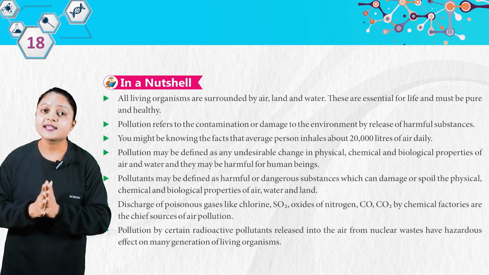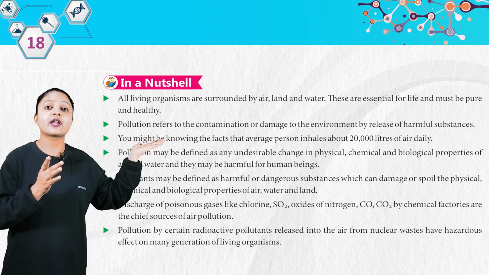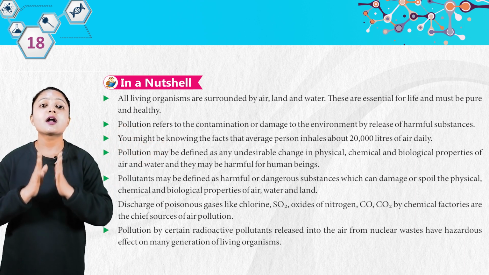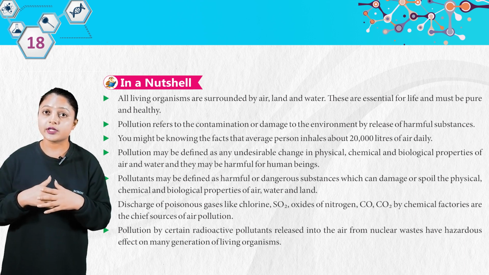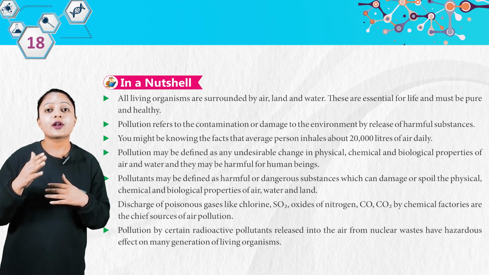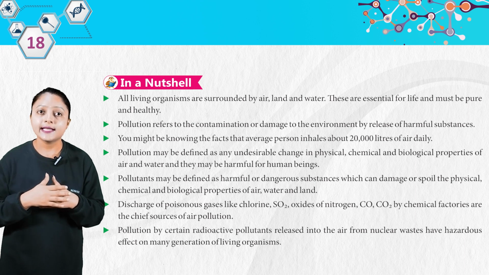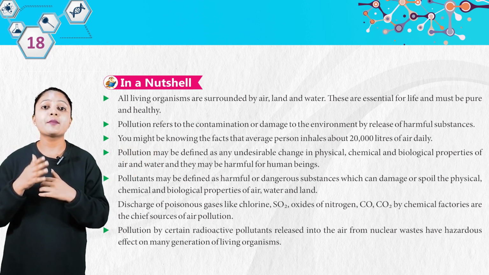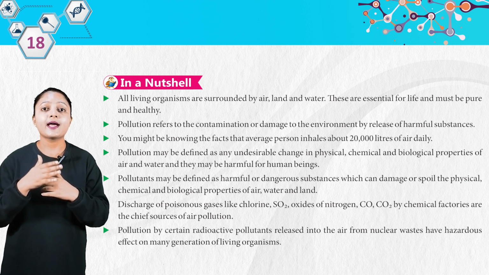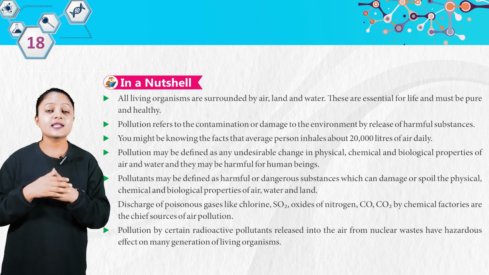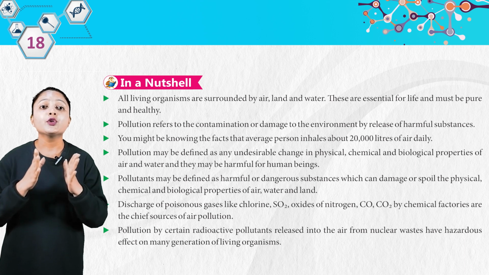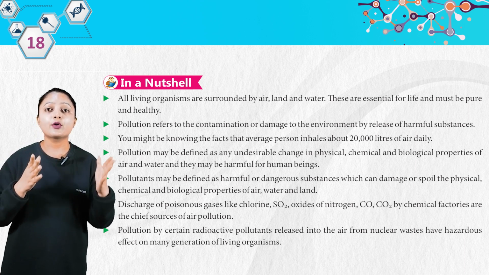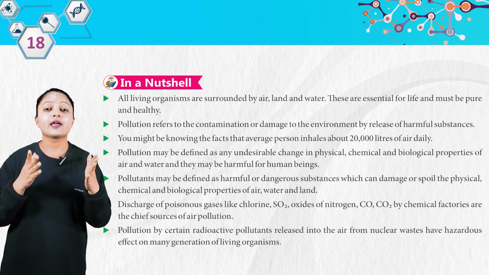Now let's summarize the chapter we have just read in a nutshell. First, all living organisms are surrounded by air, land and water. These are essential for life and must be pure and healthy. Second, pollution refers to the contamination or damage to the environment by release of harmful substances. Number 3, you might know the fact that an average person inhales about 20,000 liters of air daily.